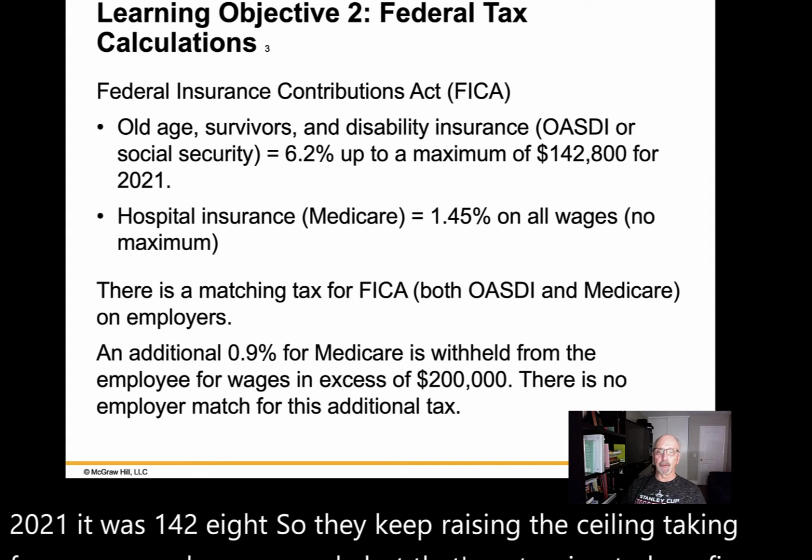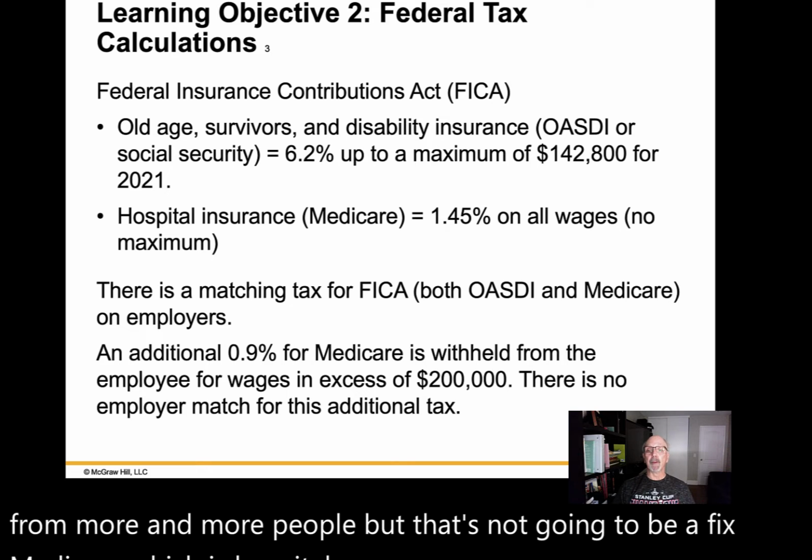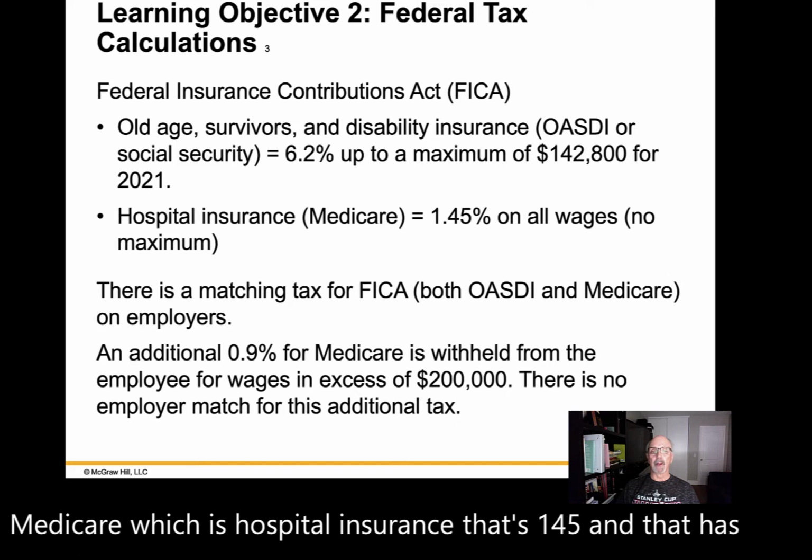Medicare, which is hospital insurance, is 1.45%, and that has no ceiling. So it's from $1 to the max, to whatever you make.